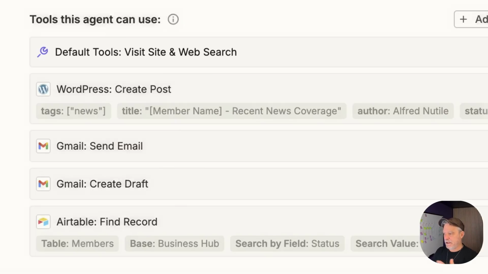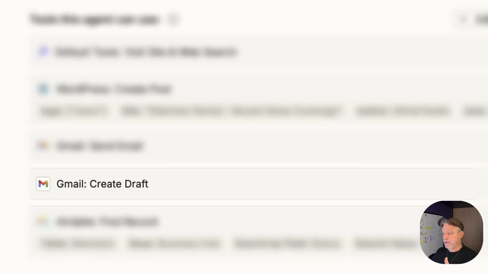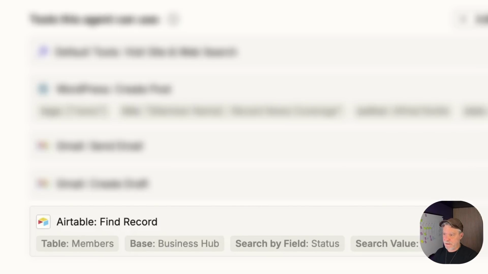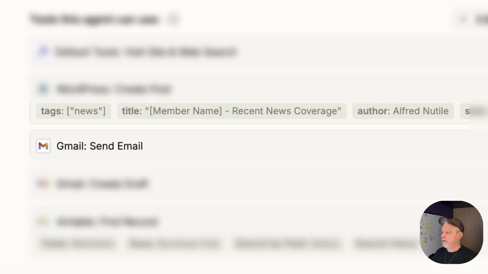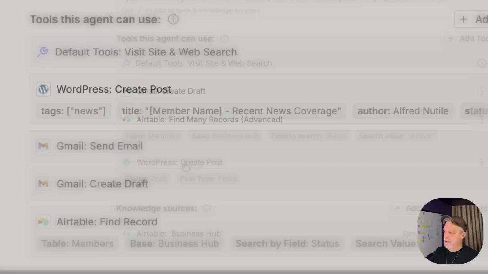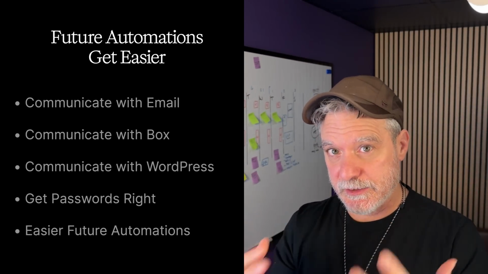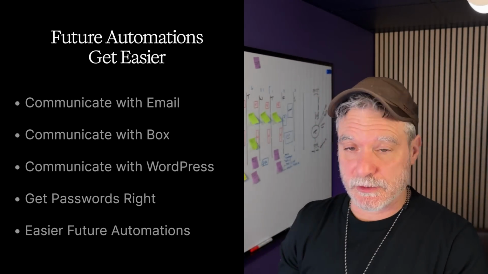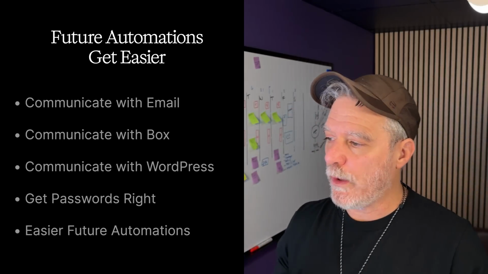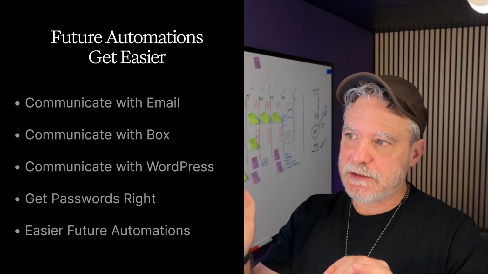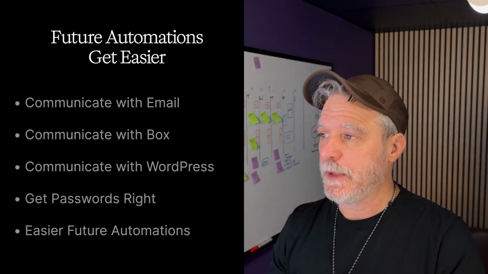But it decided, hey, you need a web search tool. You need a Gmail draft tool. You need the Airtable tool to talk to my database. It could be any database, really. And you need the WordPress tool to then send information to the WordPress site. This is the hardest part. Setting up these tools to communicate with Zapier can take a moment, getting the passwords right, getting everything set up. But once you get these set up, every next automation becomes easier and easier.